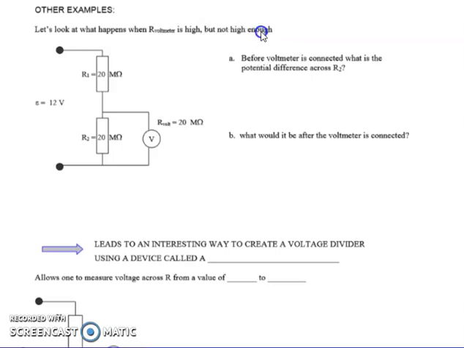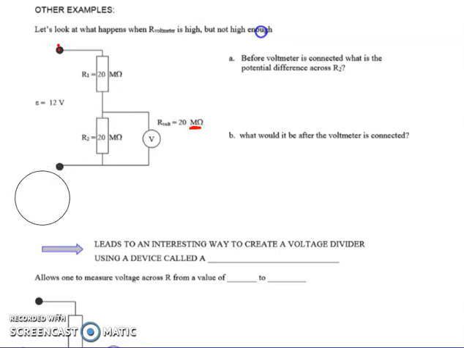So let's say I have a circuit where I have an EMF of 12 volts across here, and in that I have two resistors, a 20 mega ohm, so it's a really high resistor, and another 20 mega ohm resistor, and I want to measure the voltage across here. And my voltmeter has a high resistance, 20 mega ohms, but it's not higher than the resistors themselves. So what's the consequence of that? That's what we mean by not high enough. Its resistance has to be significantly greater than the resistors that it's measuring.